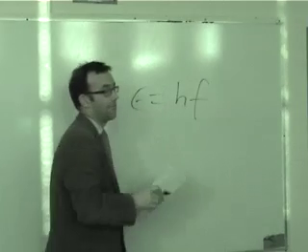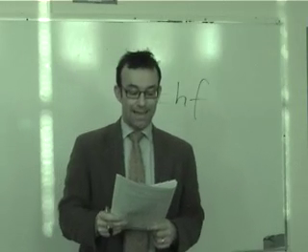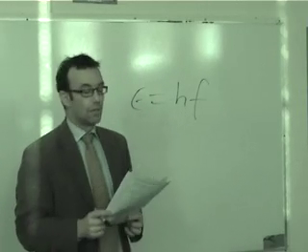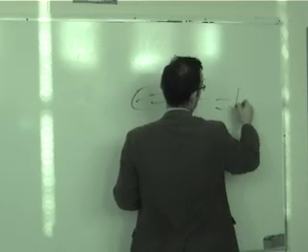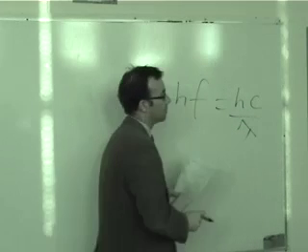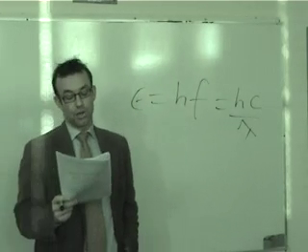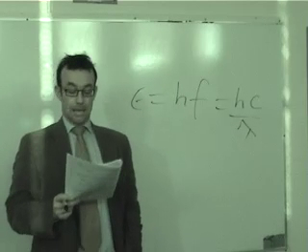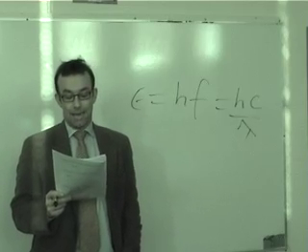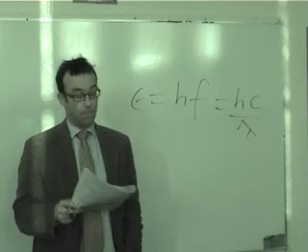Part D, E equals HF is the equation, although note here they give you the wavelength, not the frequency. So you need to either work out what the frequency is or just substitute in the equation here and plug the numbers in. If you do that, you should get an answer of 4.7 times 10 to the minus 19 joules.